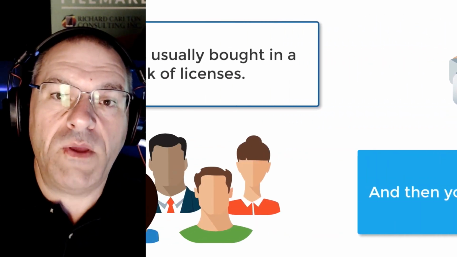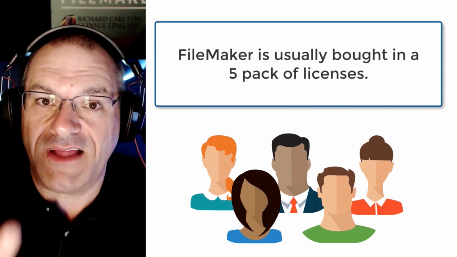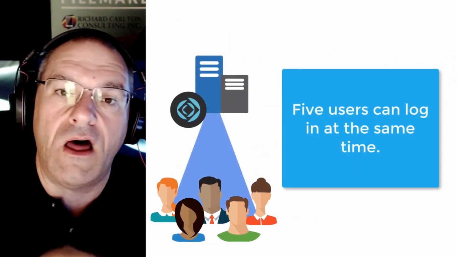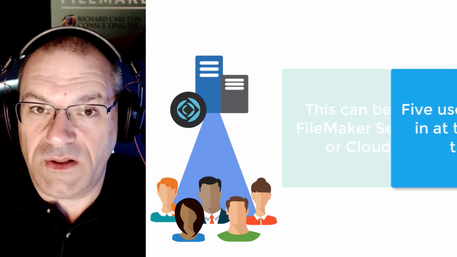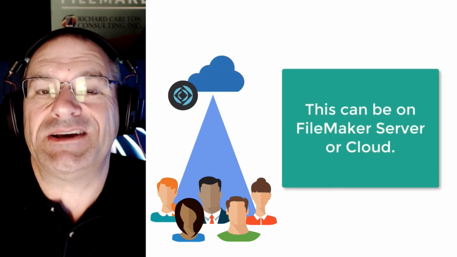Now, the way that most people buy FileMaker is they buy it for teams with at least a 5-pack of licenses or 5 seats. That means that 5 licensed users can log on to that server at one time. So once again, the server can be in your own building, or it can be up on Amazon. It just depends upon what your technical expertise is.